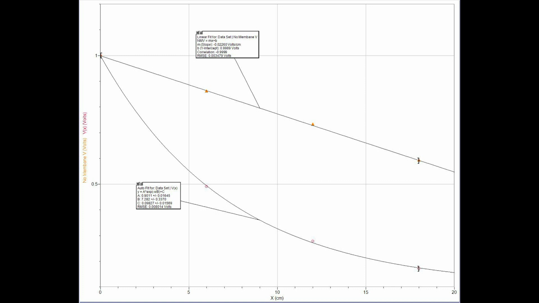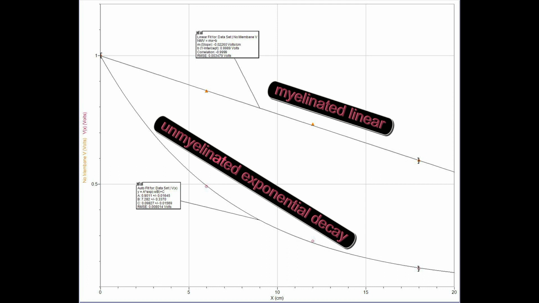Construct a plot showing voltage versus distance for both the myelinated and unmyelinated passive conduction models. Note the linear decrement of the myelinated model versus the rapid exponential decay of the unmyelinated model.